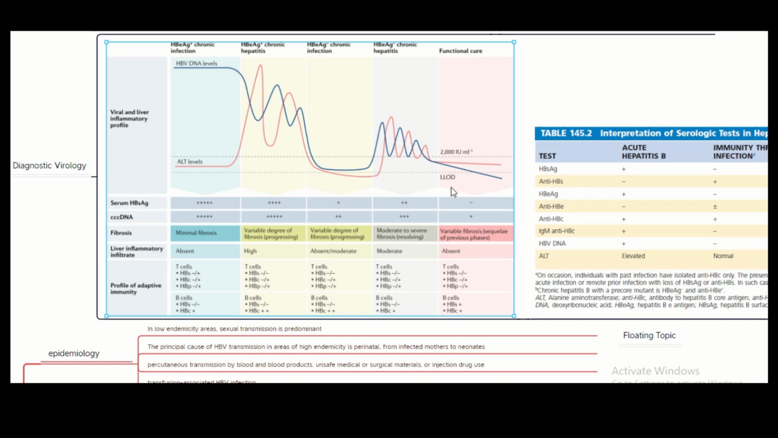This classification is important because it will help us later with our treatment, because people within chronic infection will need only antiviral treatment, but people within hepatitis flares might need hospitalization and will need extra treatment that is pathogenetic, not etiological.